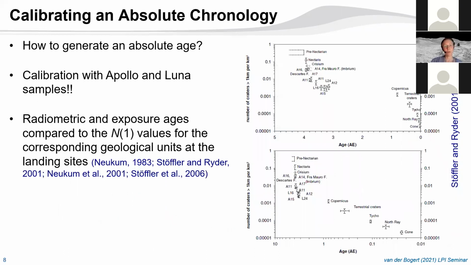Okay, so if you do this for all the landing sites, you can find this in Stöffler and Ryder, because I know, again, it's kind of small and you might want to spend some time having a look at it. Basically, this is all of the age data that had been compiled up to that point for the samples from the Apollo and Luna landing sites, and then compared with the N(1) values for those landing sites. Okay, so now we have a distribution of data, and we can fit maybe a line to it.